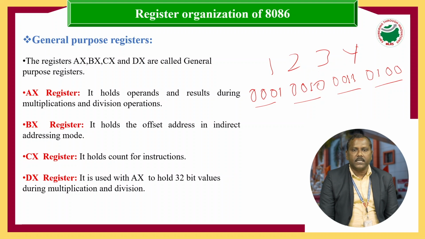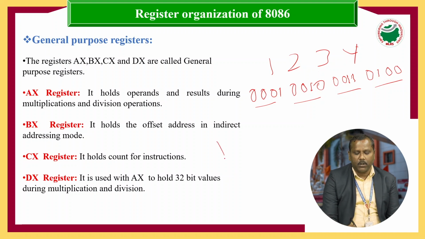Next register is BX. BX is also called the base register. It holds the address of memory within the data segment. It also contains two sub-registers. Similar to AX, BX also has two sub-registers, BH and BL.